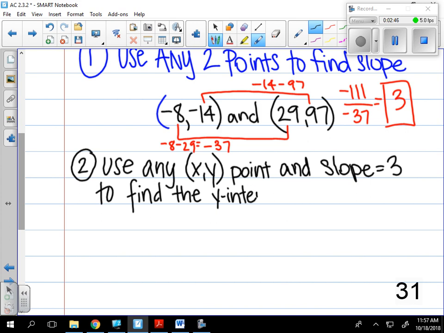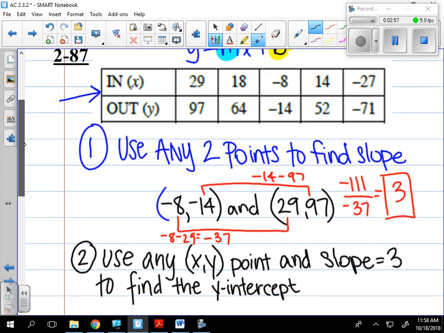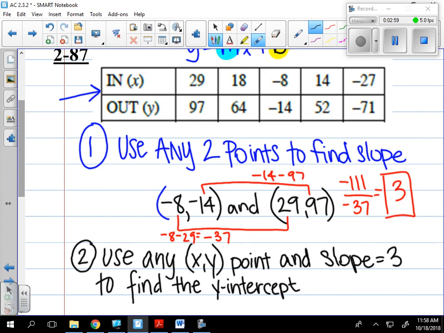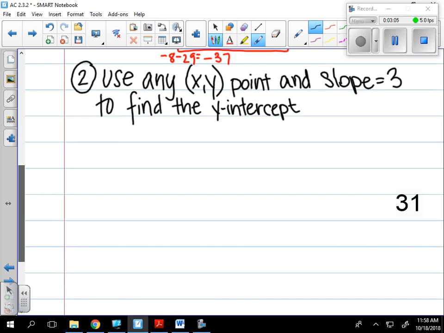And you could count forwards or backwards to find where the y value when x is 0. But it might be a little bit faster to do it algebraically. So I'm going to choose a different point just for fun. I could use -8, -14, or 29.97. I'm going to choose 18, 64. Okay, so my point is 18, 64, which means that the x is 18 and the y is 64.